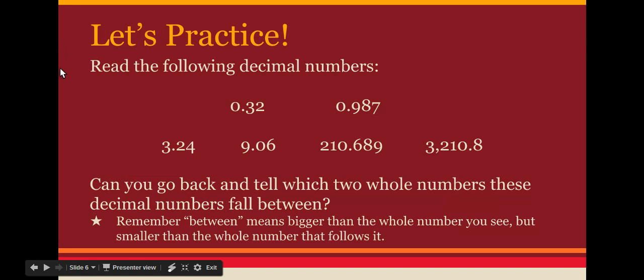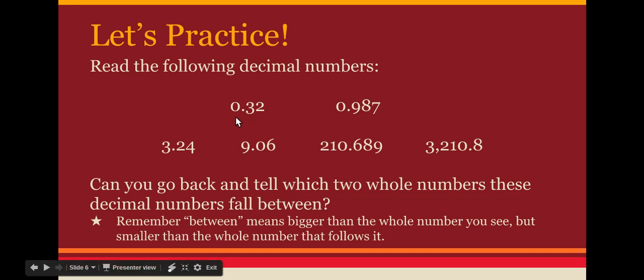Let's practice reading some decimal numbers. I'm going to read it incorrectly first, and then we'll go ahead and read it correctly following the 3 steps that you just put into your notebook. Have your notebook right next to you so that you can try and read the decimal numbers correctly before I say the answers. The first one looks like 0.32.